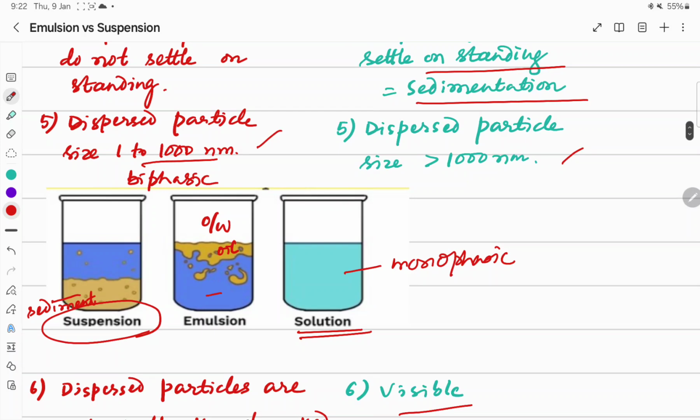So you can see the picture here, solution is monophasic. You can see only one phase here, whereas two phases are seen in case of suspension and emulsion, so we call it biphasic. And in case of suspension, you can see the sedimentation. If you keep it for some time, the solid particles will settle down or precipitate, and we call this the sediment. Whereas this is an example of O by W emulsion, where oil is floating in the water.